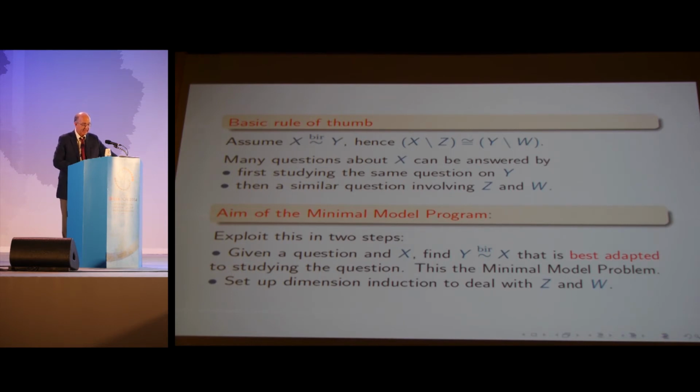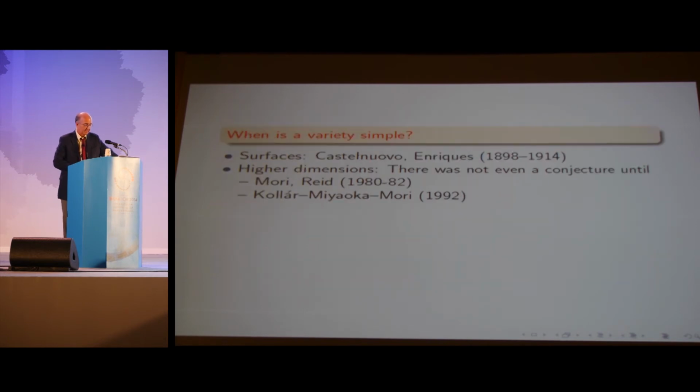It's not really something fixed, but you can say that if you have an algebraic variety and you have a question, then you would like to find some variety Y that's birational to X that is best adapted to studying the question. And the Y you need to choose will change with the question. So it's not that there is just one thing that's best, but really there's a method that you can run that constructs in many cases this Y that should help you a lot. I'm not claiming that this solves every question, but it solves a lot of the questions that were out there. And then there is the technical part that you have to set up some dimension induction to deal with the lower dimensional varieties. Okay.